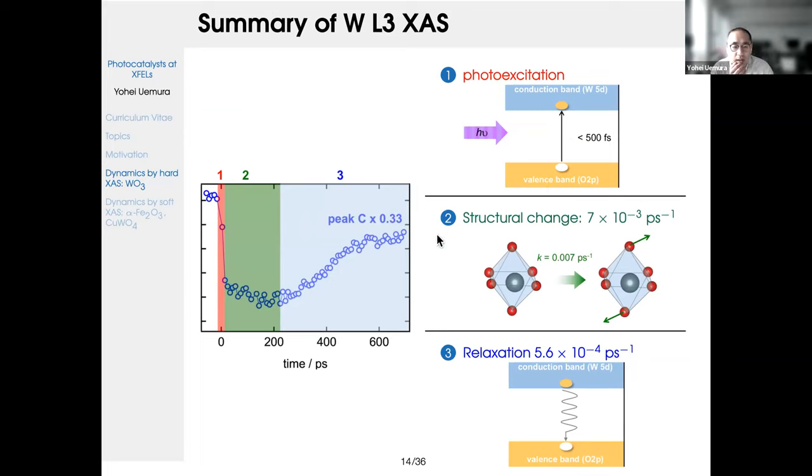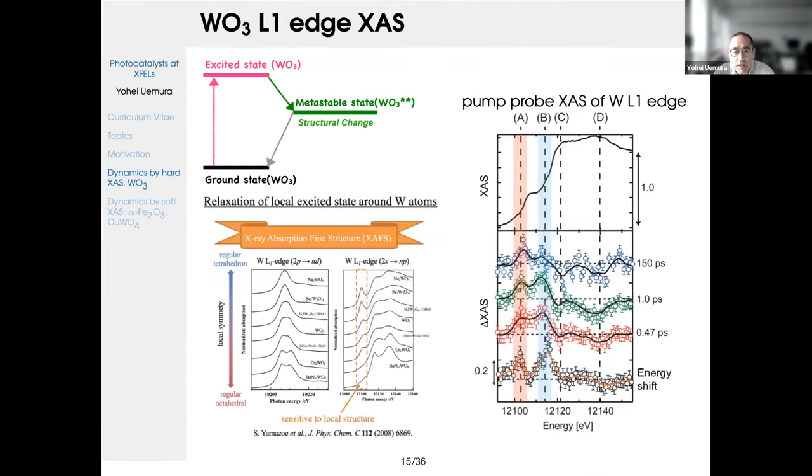And then the second, relatively slow process. That includes the structure change. We say that after this relatively slow process, a metastable state is formed. Then after the second process, the photoexcited state relaxed to the ground state. So we found three different processes at the tungsten L3 edge spectrum. So these are the brief summary.